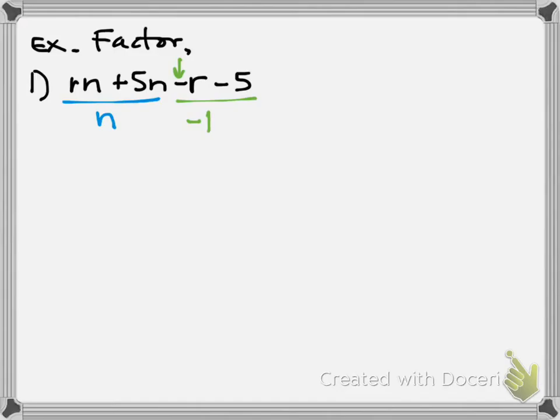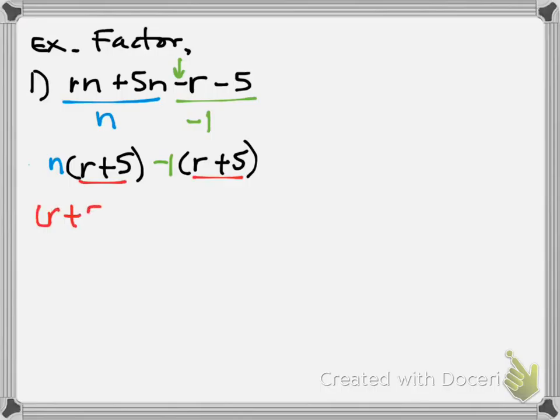Okay, so I factor the first group, and I get n times the quantity r plus 5. And then we're going to factor out a negative 1. So negative r divided by negative 1 is r. Negative 5 divided by negative 1 is positive 5. So did we get our miracle? Yes, we did. So we factor out the r plus 5, and left behind is the binomial that contains n minus 1.